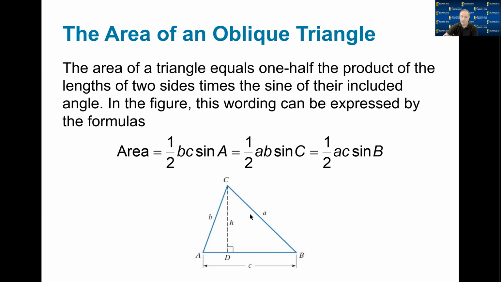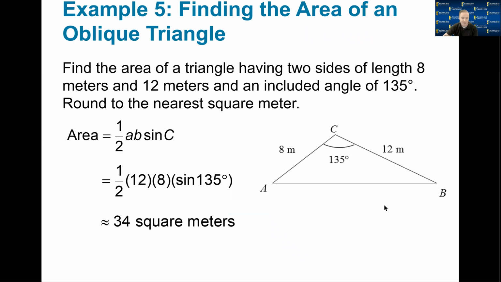And lastly, what if you know sides A and C? Well, again, the area of your triangle is just going to be 1/2 AC times the sine of the angle between them. That's always going to work. Now, your problems are going to be very straightforward. You'll be given two sides of a triangle and the angle between them, and you just plug it straight into the formula.